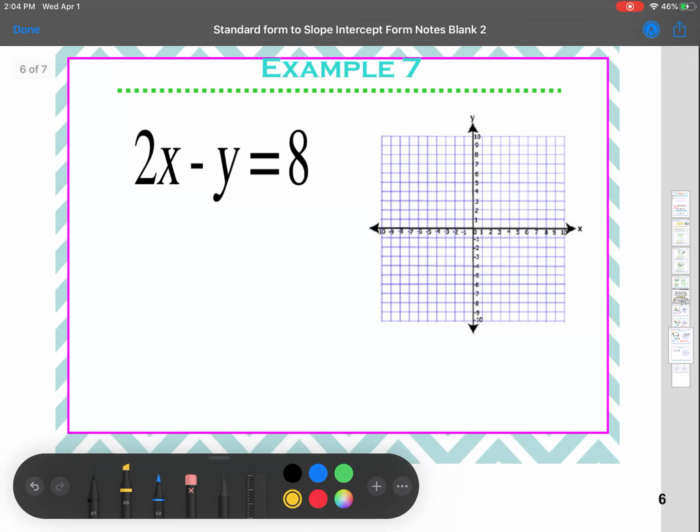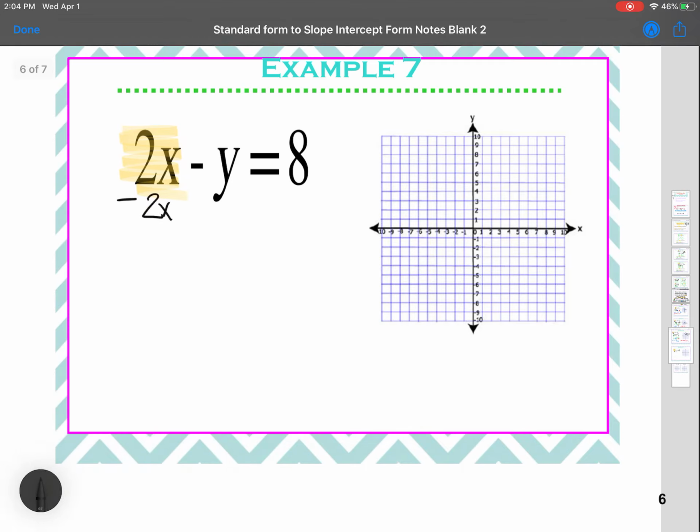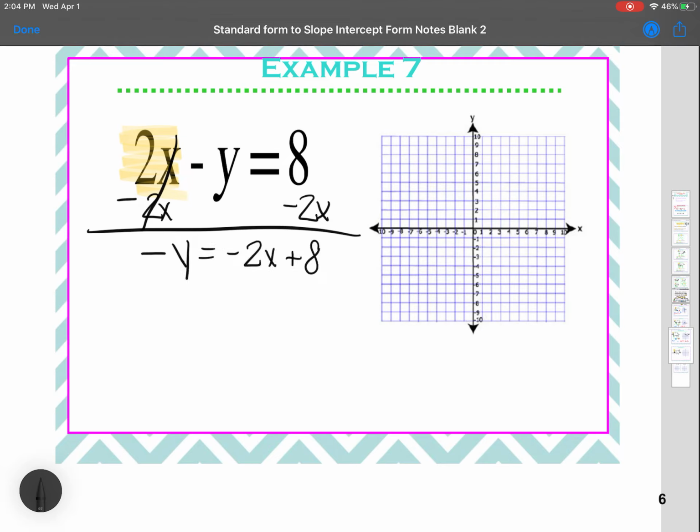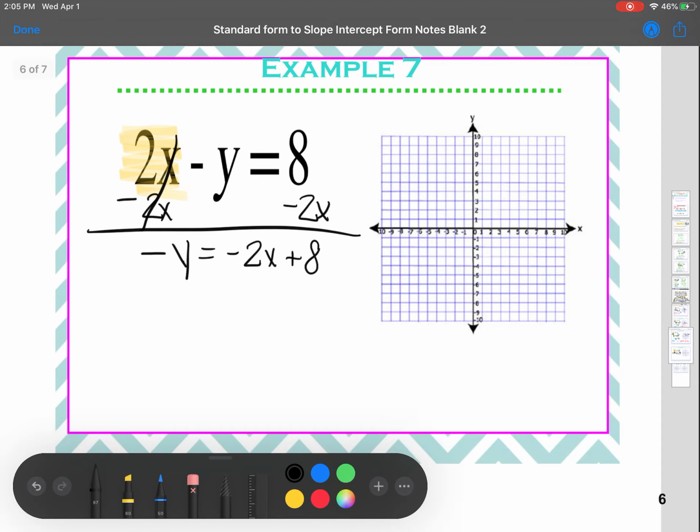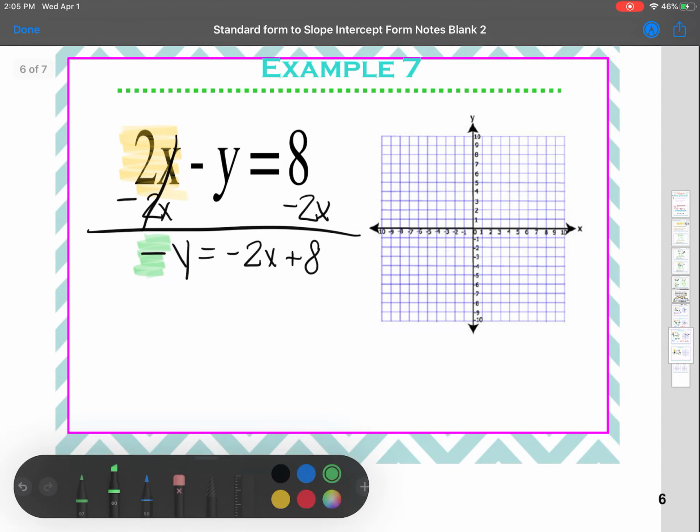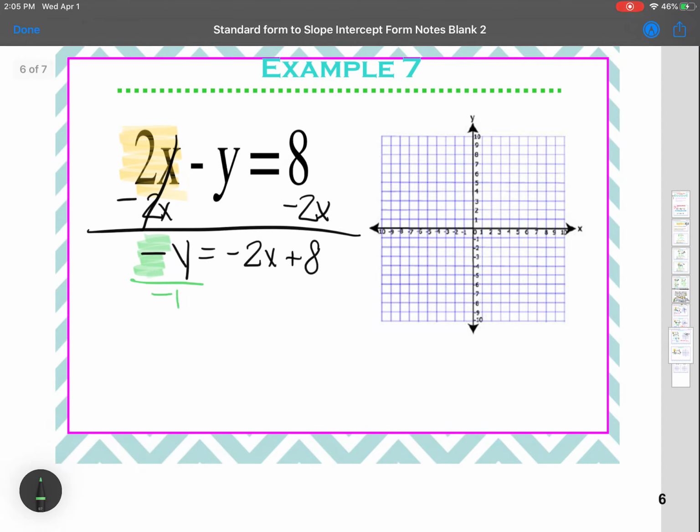First, I have to move my x term. So, I'm going to subtract 2x from both sides. -y equals -2x plus 8. Now, I have a -1 in front of this. So, I'm going to divide each term by -1. So I'm left with y equals -2 divided by -1 is 2x. 8 divided by -1 is -8.